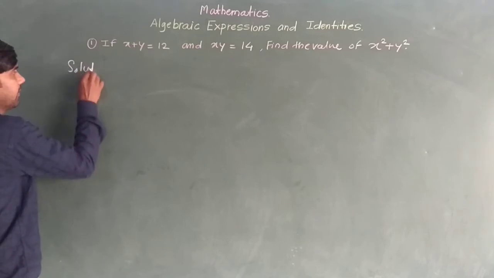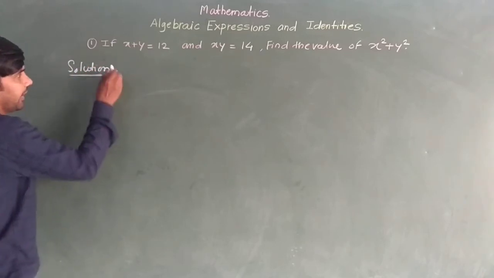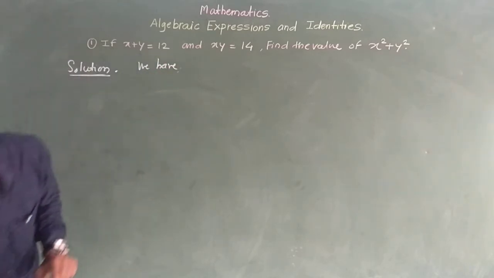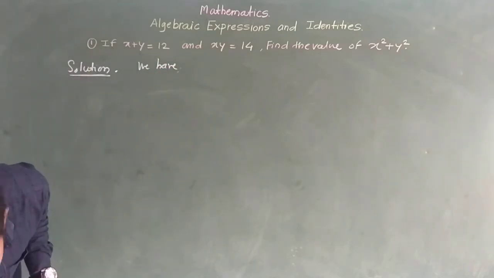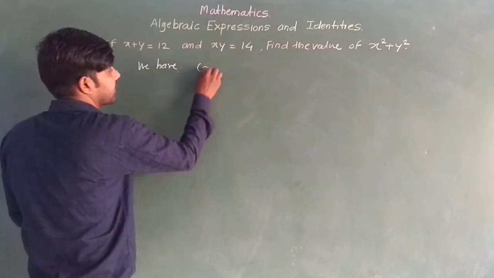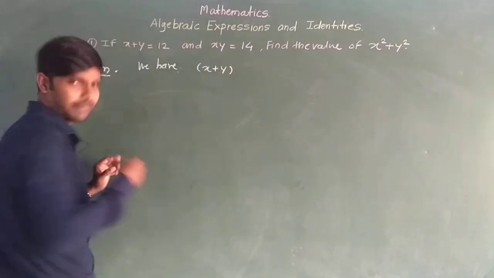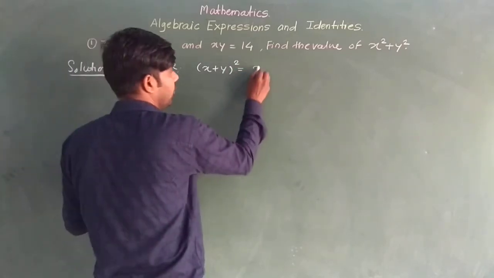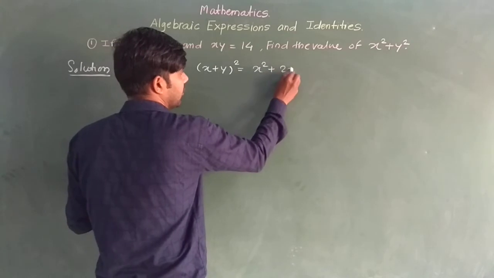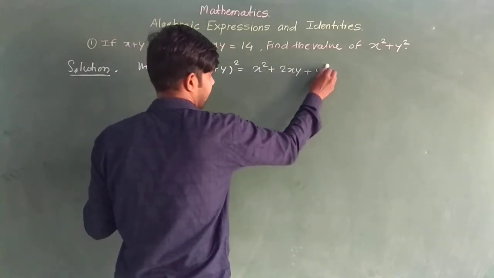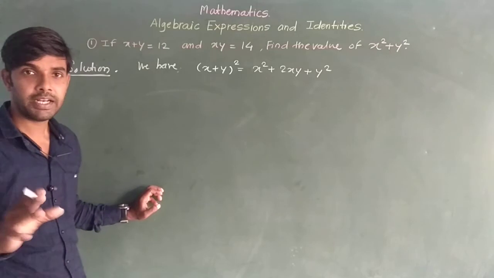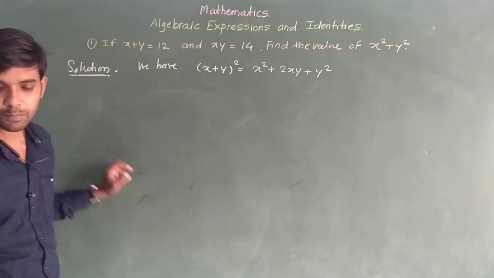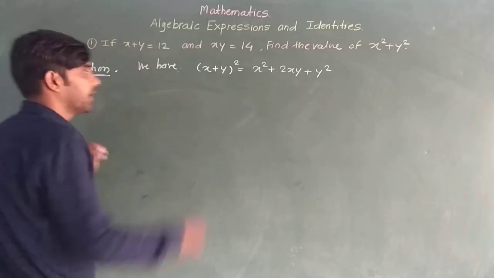It's very simple. Solution. We have x plus y. That means we know that (x plus y) whole square is equal to x square plus 2xy plus y square. So by using which one? Identity number first, (a plus b) whole square. Putting the values of x, y directly we can write.